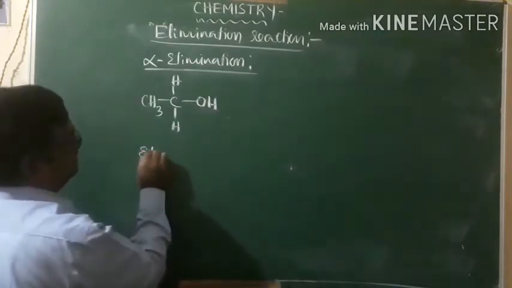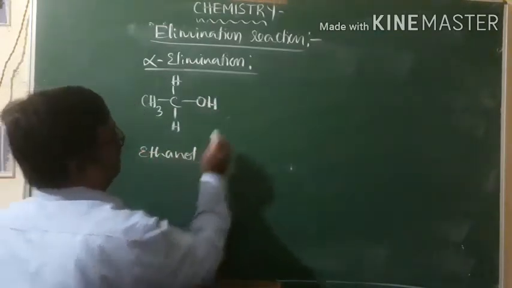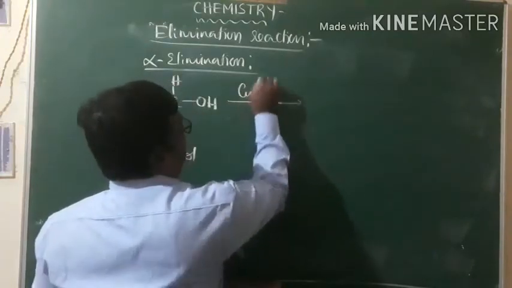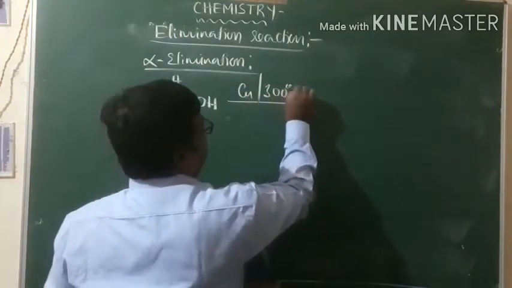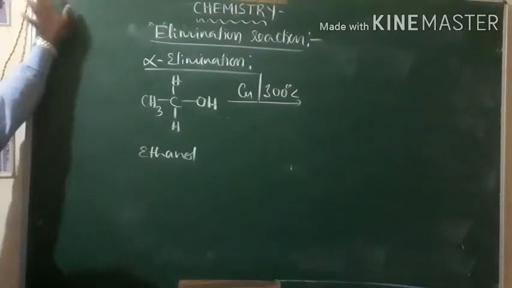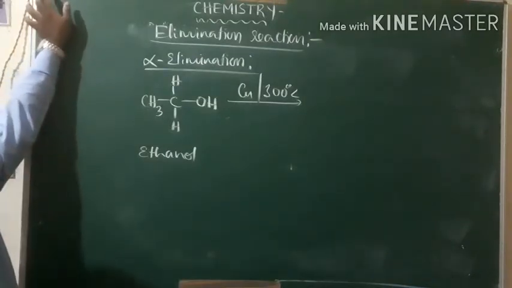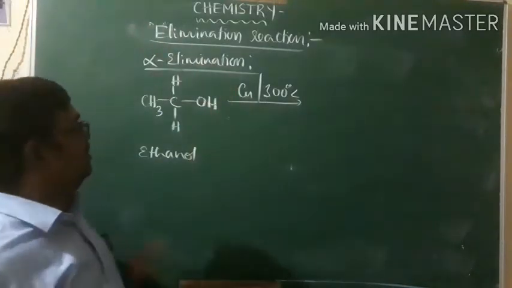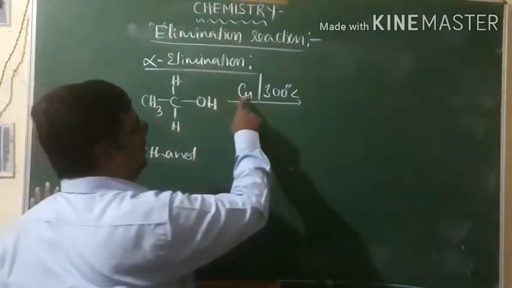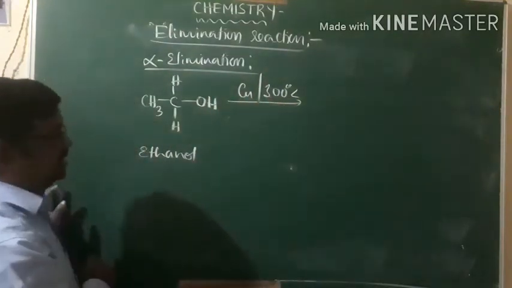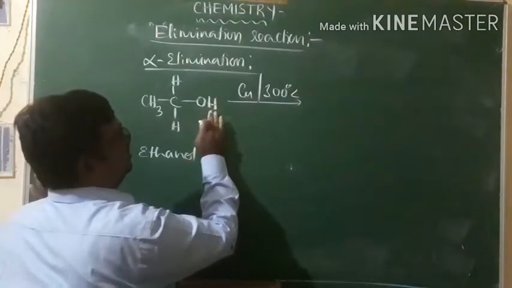You know what is the name of this? This is once again ethanol. When ethanol vapors are passed over copper at about 300 degrees Celsius, the reaction is called dehydrogenation. Copper is a catalyst. When vapors of ethanol are passed over copper catalyst at about 300 degrees Celsius, look at this, what happens.